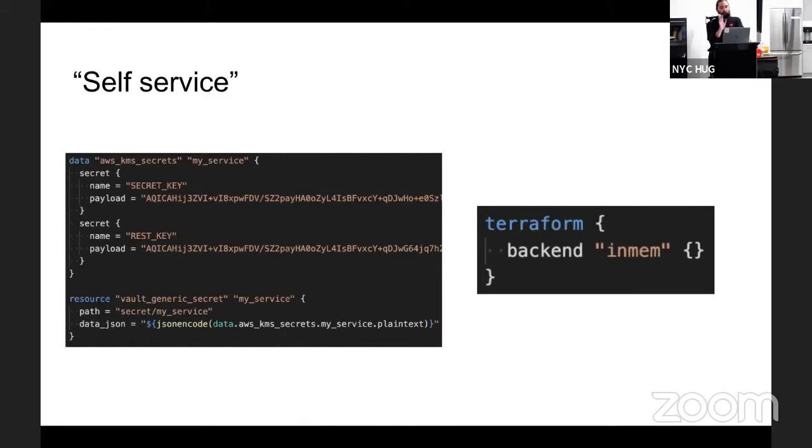Service owners could do that, just copy this Terraform, put it there. It would not store the secret or the actual plaintext secret anywhere, because we're using the in-memory backend, a Terraform backend, which by the way is one of the best non-documented or under-documented features of Terraform. The nice side effect of this is that it would be an atomic apply. Every time we applied secrets, it would be exactly that, and would override anything that anybody might have modified out of band.